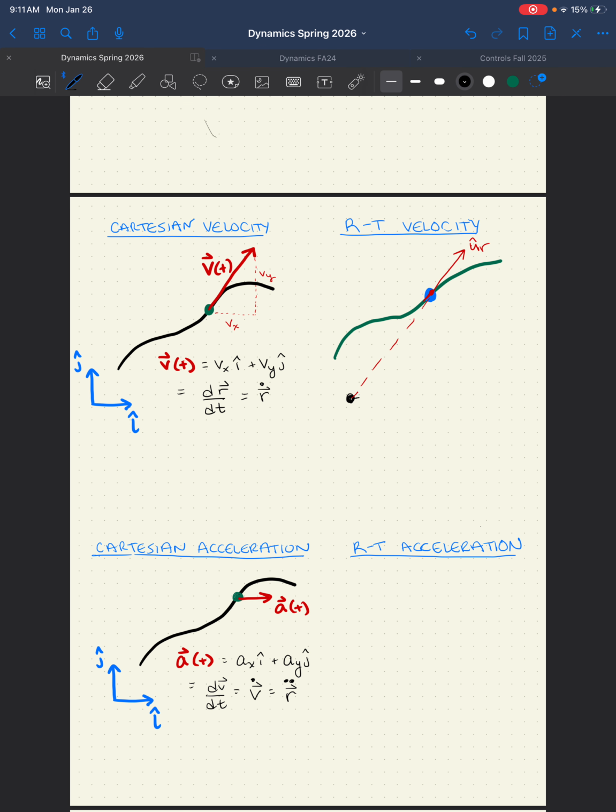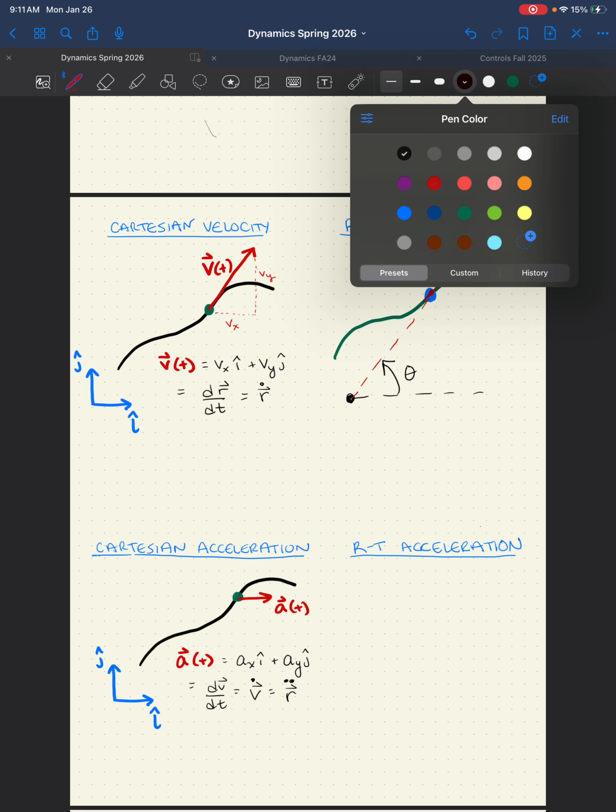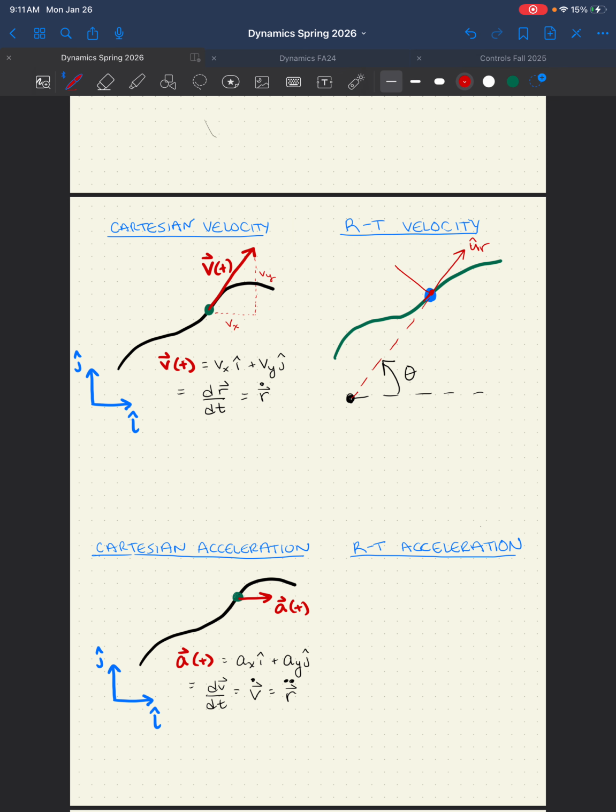Then I define my theta. I like to go from the positive x direction to my radial arm, theta, which means that my u hat theta direction points this way, in the direction of increasing theta. So if I were to increase theta and push this radial arm around the circle as theta increases, that means this point is going to go up and to the left. So that's my u hat theta direction, which I failed to label. So let me label that real quick.